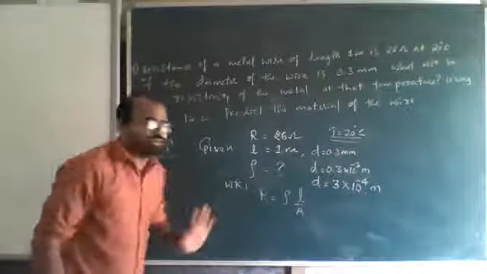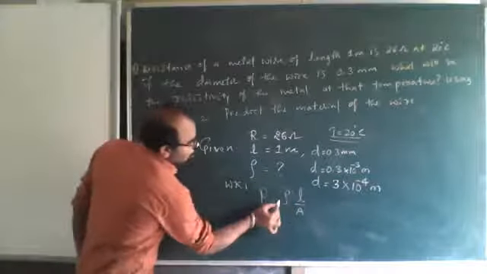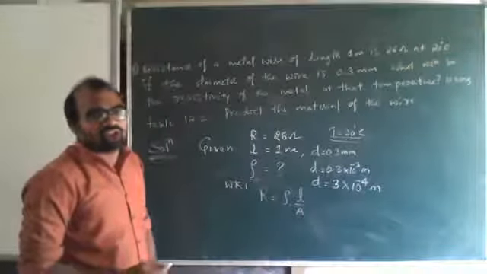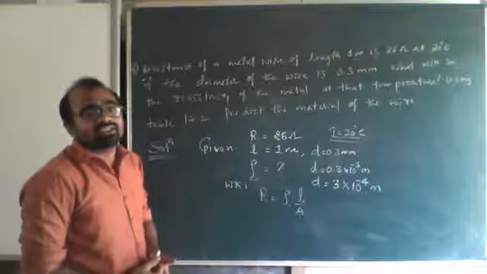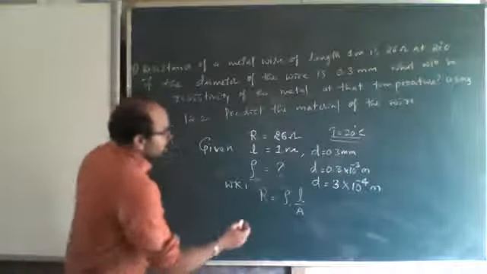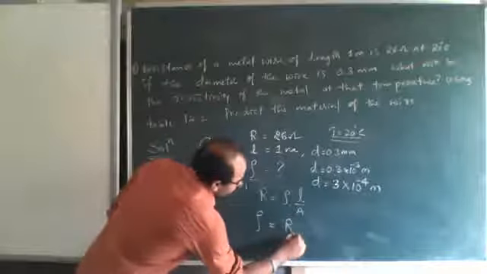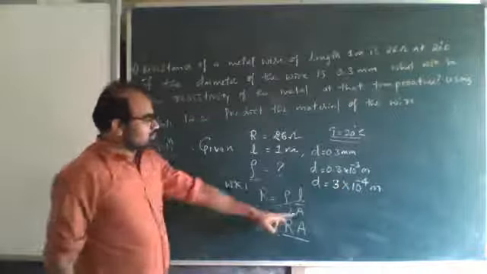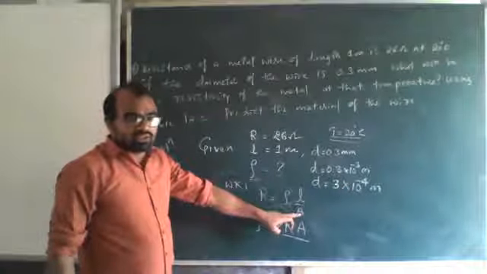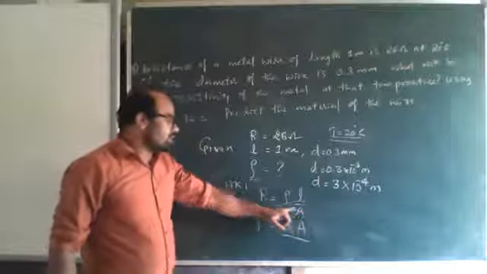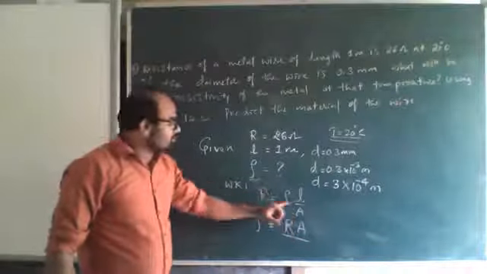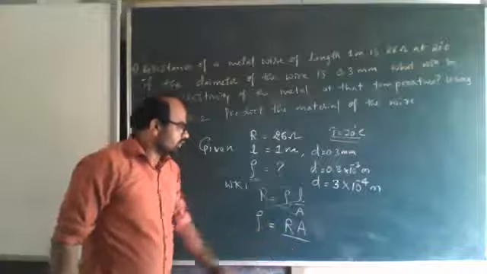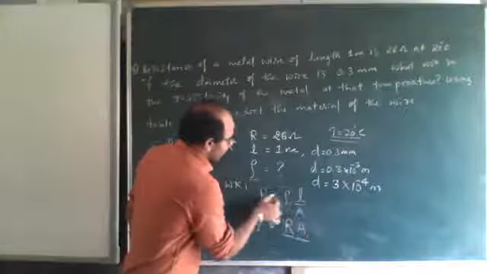So R is equal to rho into L by A. But I want rho because rho is asked here. Rho is resistivity, or you can call it specific resistance. So rho equal to R into A by L. A will come to this side, L will come to this side. A is in the denominator on the RHS; when it comes to this side, it will come in the numerator. L will come in the denominator. So rho equal to RA by L.